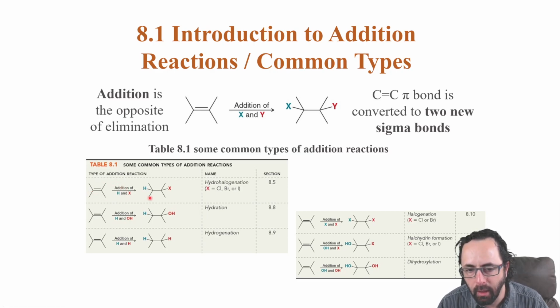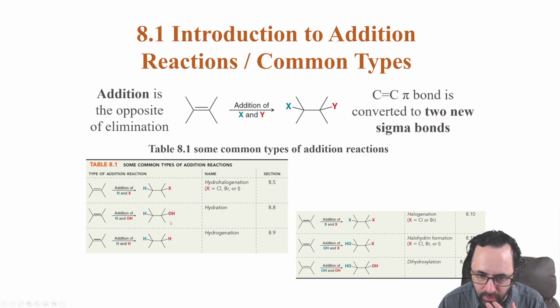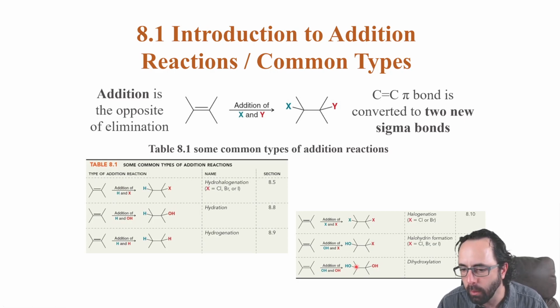We can do a hydrohalogenation, in which we add a hydrogen on one carbon atom and a halogen on the other. We can do a hydration, in which we add water, meaning one hydrogen atom on one carbon and an OH on the other. We can do a hydrogenation, in which we add a hydrogen on each of the two atoms. We can do a halogenation, where we add a halogen atom to each of the two carbon atoms of the double bond. We can do a halohydrin formation, where we add a halogen atom on one carbon and an OH group on the other. And we can do a dihydroxylation, where we add a hydroxyl group on each of the two carbons.